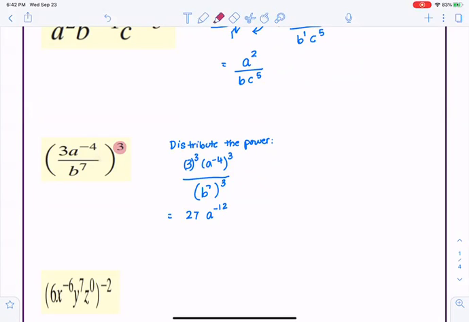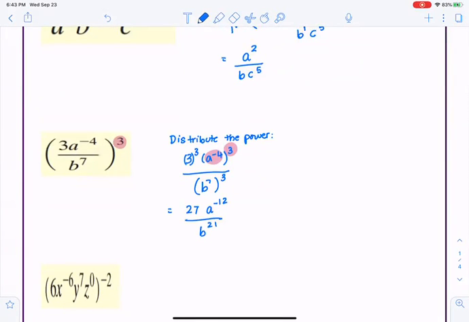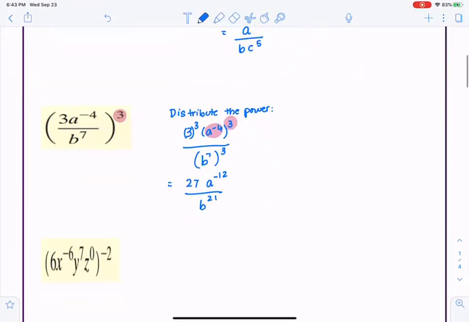If you have an exponent inside the paren and raise it to the power, you multiply the powers. So -4 times 3 is -12, divided by b raised 7 times 3, which is 21. So that is distributing the power, and we can move the exponent to the denominator because it has a negative. When it moves to the denominator, we have b raised 21, a raised 12. So that is the first approach.